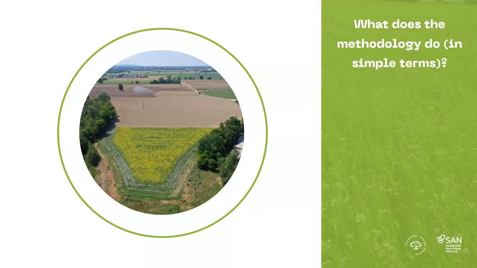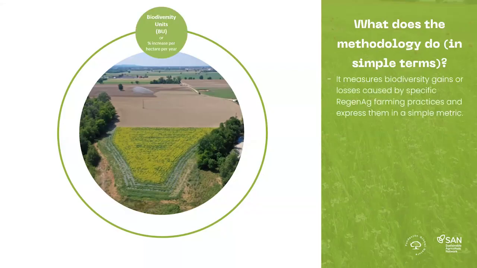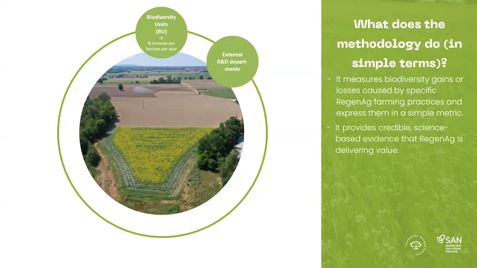You have the link to the methodology throughout the presentation in several places, so you can check it out later. But in simple terms, what we do is we measure biodiversity gains or losses caused by specific regenerative farming practices, and we express them in a simple metric that can be percentages of increase of biodiversity per hectare and per year, or biodiversity units. Understand that a biodiversity unit is a 1% gain in that percentage of increase of biodiversity.